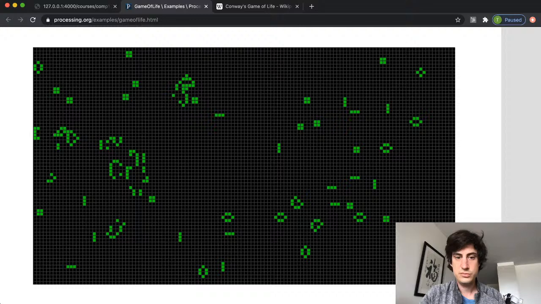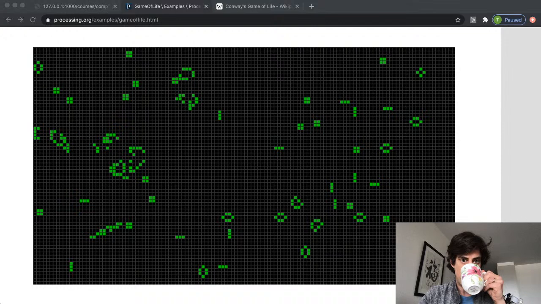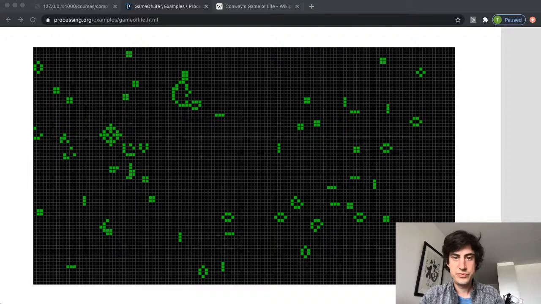Mm-hmm. Initial density settings, thank you. Oh, cool. So Charles has put a link up to his Game of Life implementation. Let's have a little squiz while we're here.